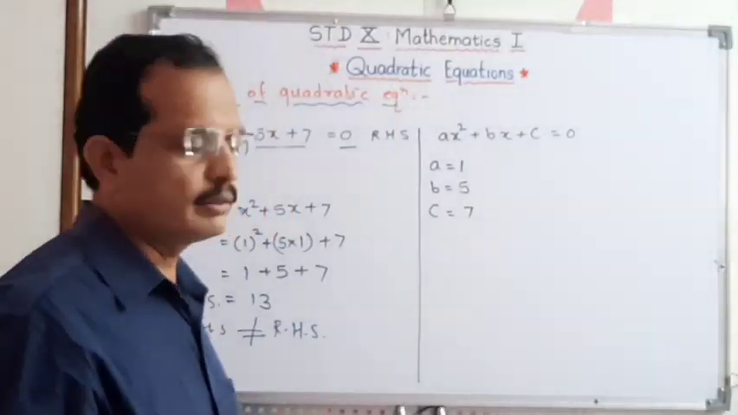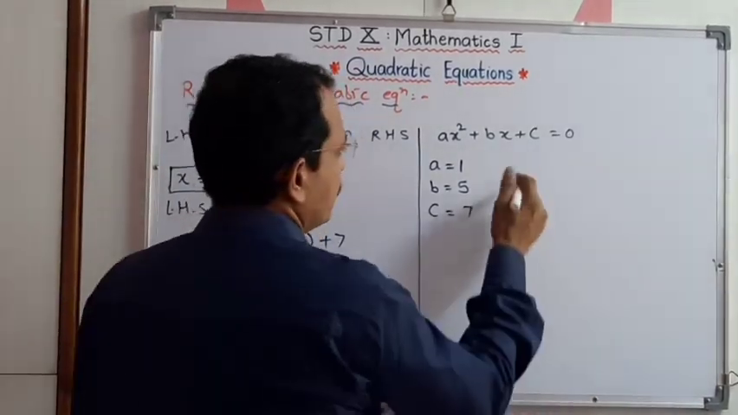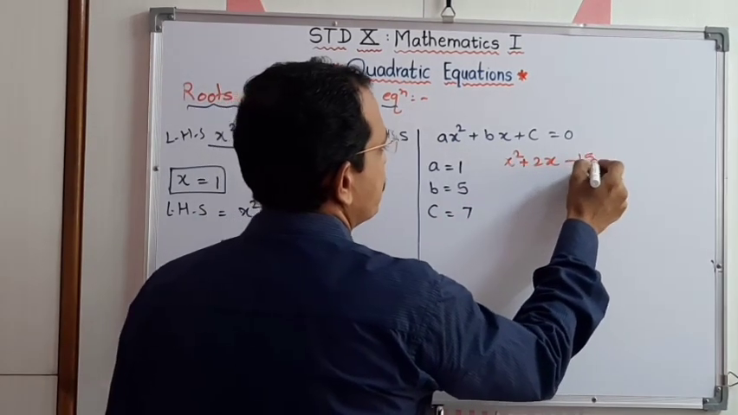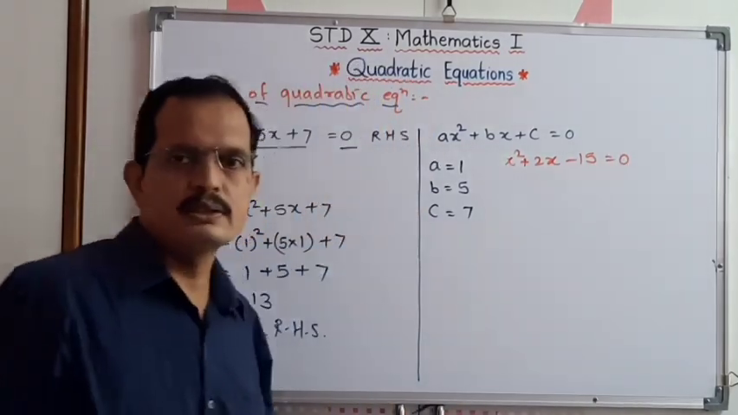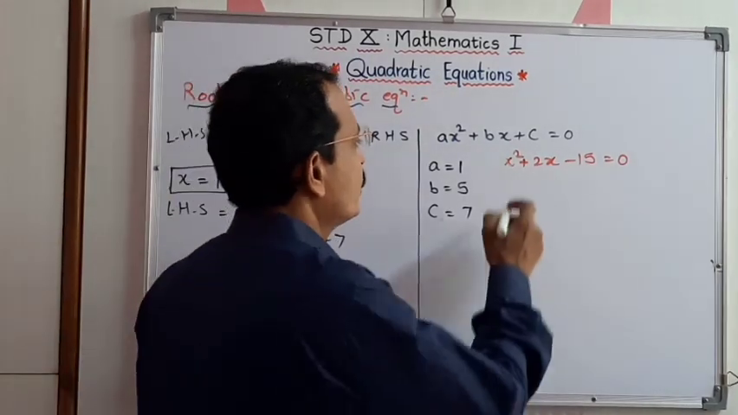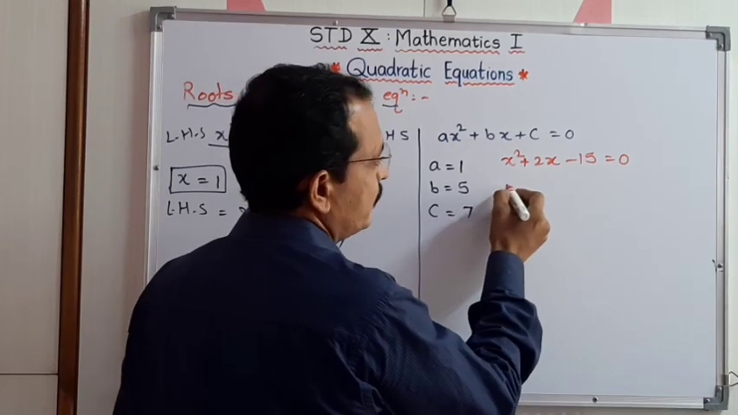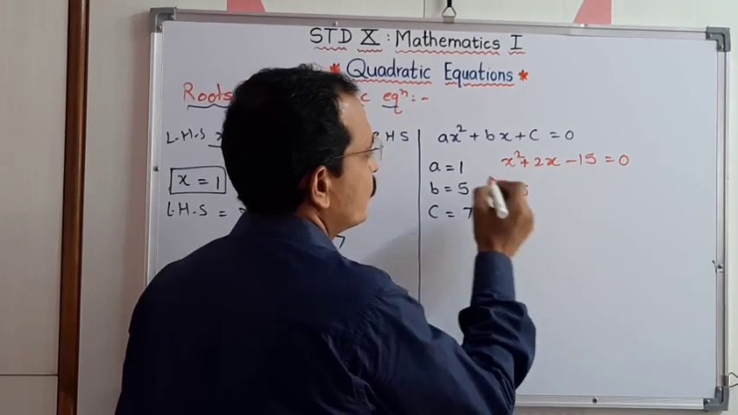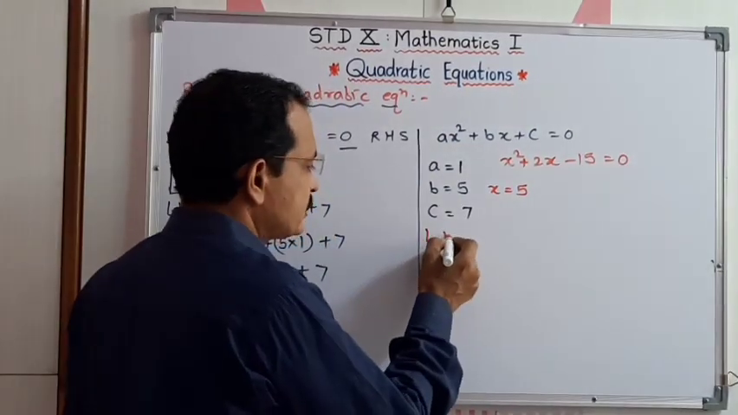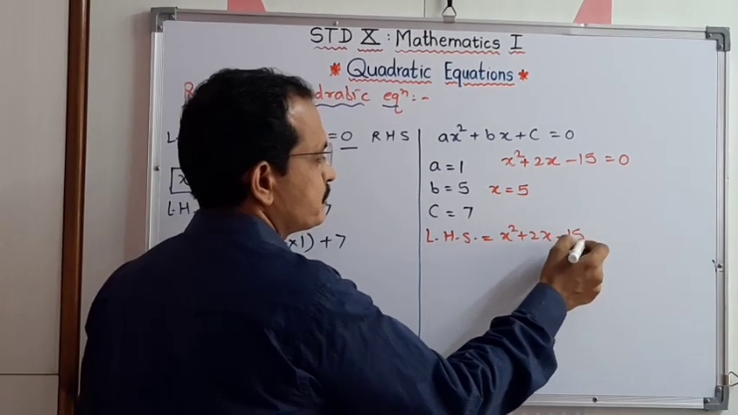Dear students, let's take another equation. Suppose I write here x square plus 2x minus 15 is equal to 0. This is a quadratic equation. In this quadratic equation we have to find out what the root is. Therefore suppose I write here x is equal to 5. If I take x is equal to 5, then what will be the LHS? Therefore write down LHS here, x square plus 2x minus 15.